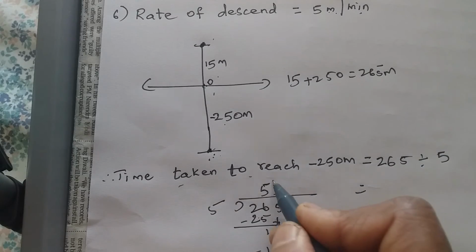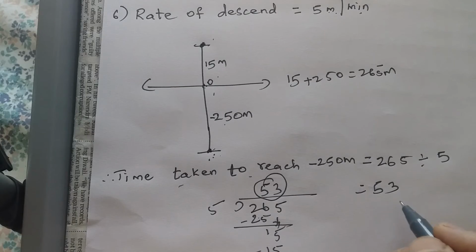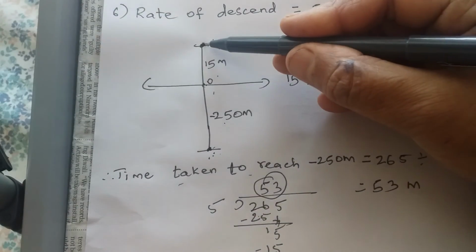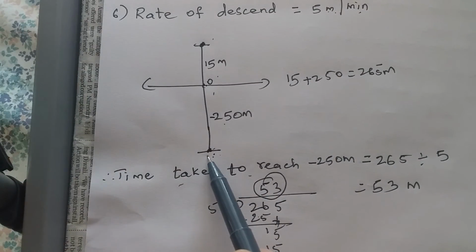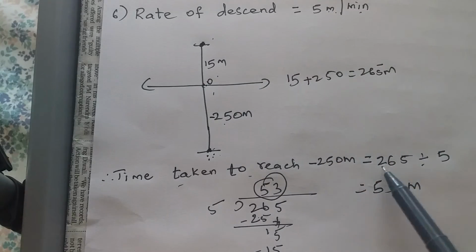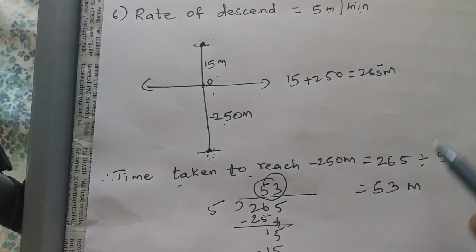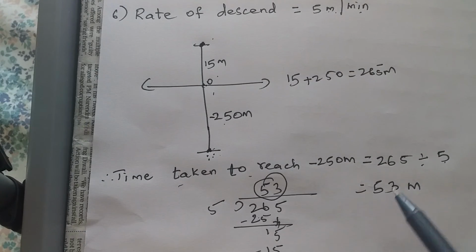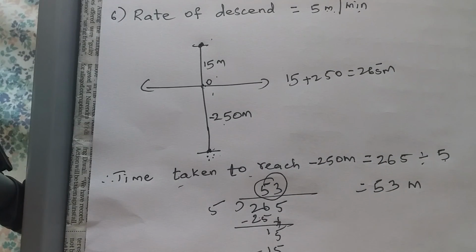And what is the answer? This quotient gives us the answer. So how long is the time taken? It is 53 minutes. So from the point 15 meters above the ground to reach the point 250 meters below the ground level, the total distance is 265 and the rate is 5 meters per minute. So we divide the distance by the rate. 265 divided by 5 gives you the answer. So it takes 53 minutes to reach 250 meters below the ground.